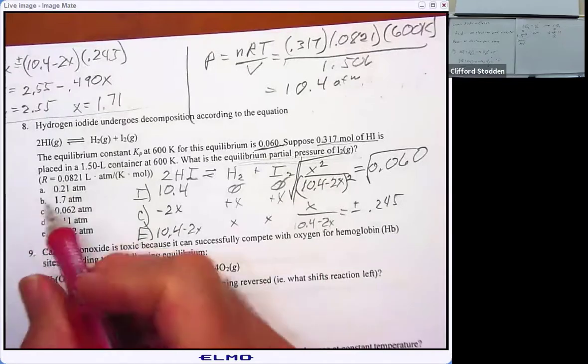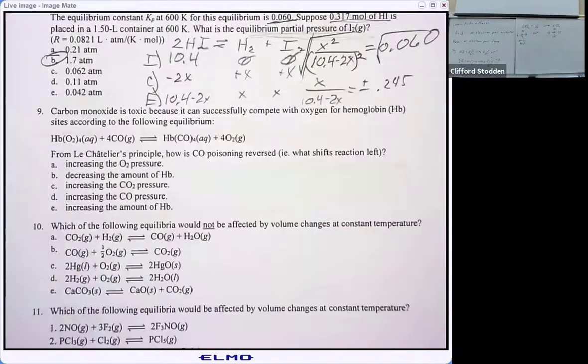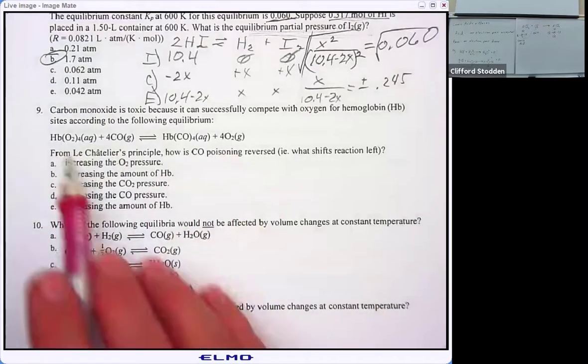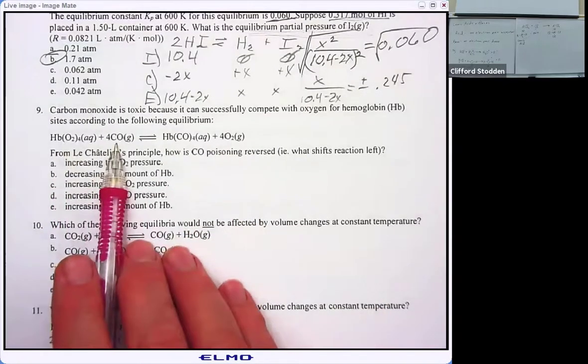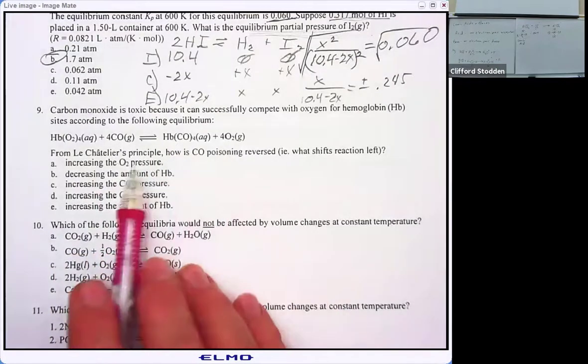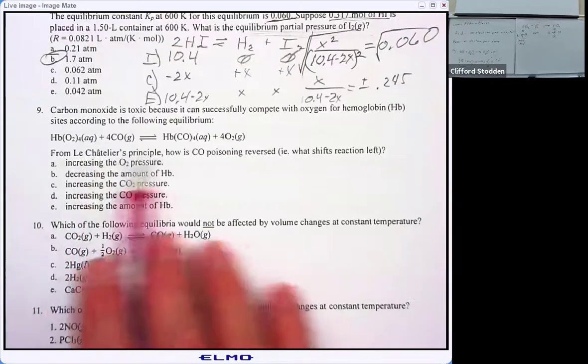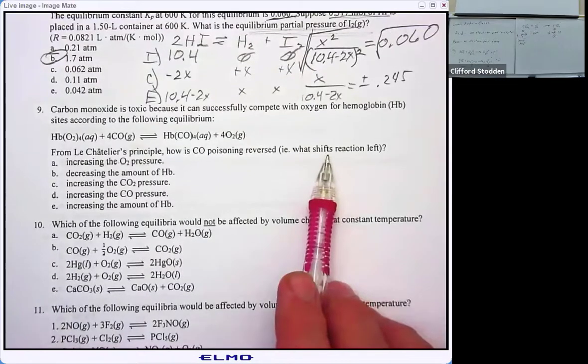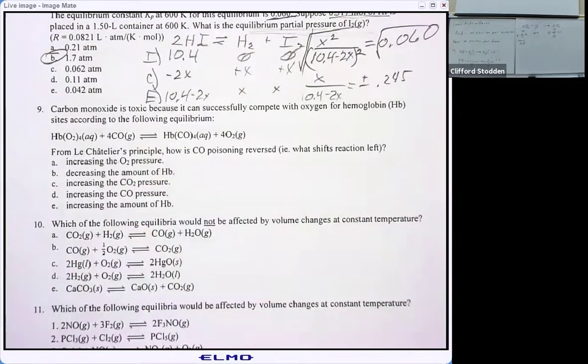And that's answer B. So number 9, carbon monoxide is toxic because it can successfully compete, and so on. This is a concept question. This shows a reaction between hemoglobin and carbon monoxide and the products that you get from that. One of them is oxygen. So this is a Le Chatelier's question. It says, how is carbon monoxide poisoning reversed? And basically what it's asking is what would shift this to the left?